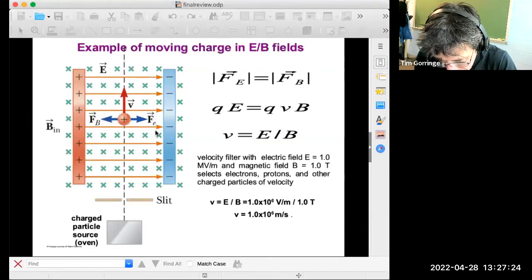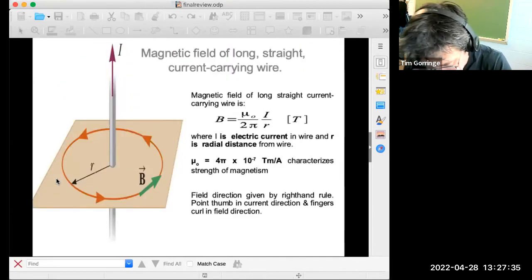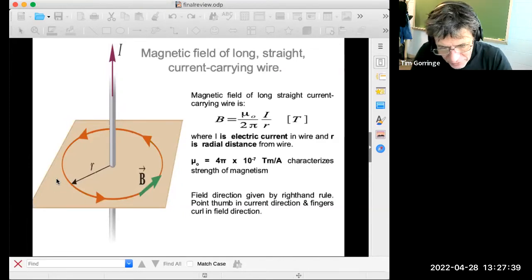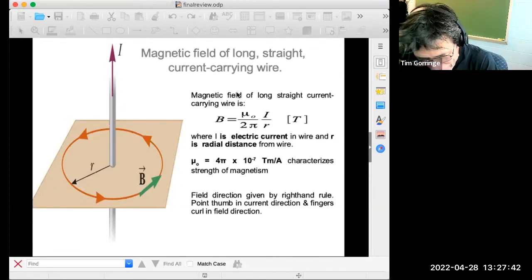I'm going to skip that one. It's a numerical example of electric and magnetic forces because I want to get on to induction. But first, I wanted to just mention a couple of equations on magnetic fields.